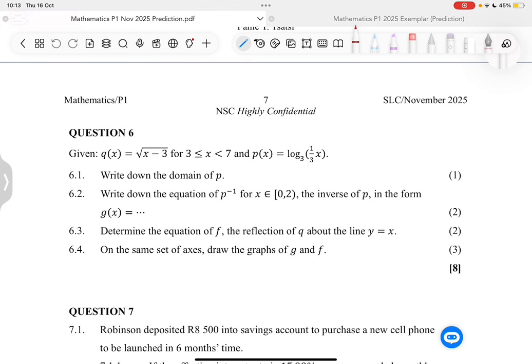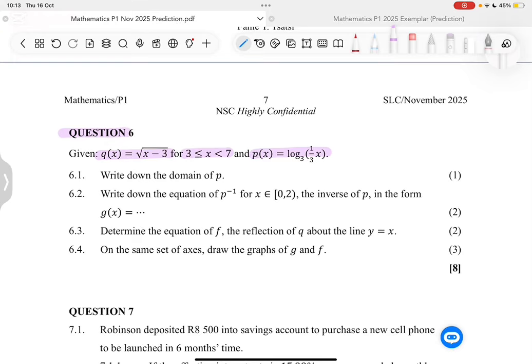Question 6 is a continuation of functions. And actually, this will be the last question that looks at functions. Now, under this question, we are given the function q of x is equal to the root of x minus 3, for 3 is less than x and x is less than 7. And also we are given the function p of x is equal to the log of 1 over 3x, base 3.